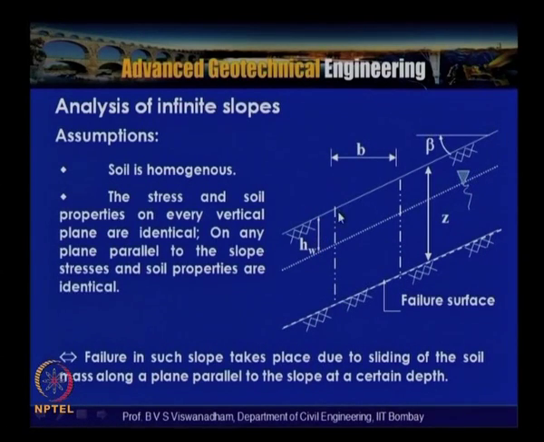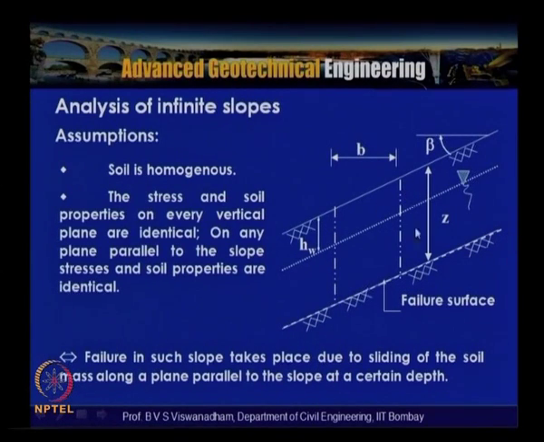If HW is equal to 0, that means the water is at the ground surface. When HW is equal to z, that means the water is at the failure surface, the surface over which the failure is occurring. Beta is the slope inclination, and it is assumed that there is a failure surface occurring here.